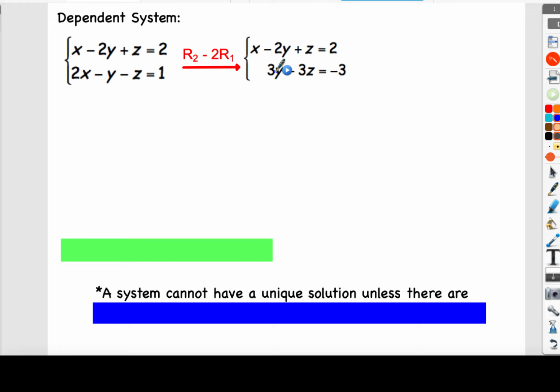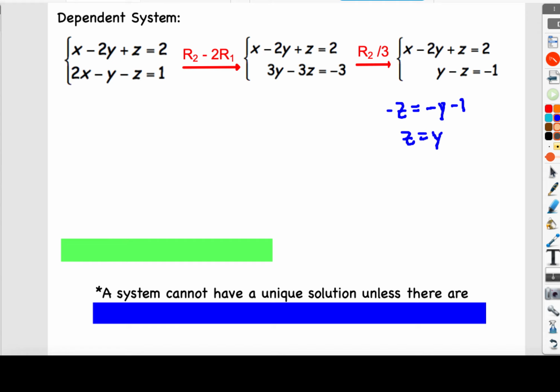Since I'd like that to be a 1y, I'm also going to divide that equation by 3. So now I've got y minus z equals negative 1, and now we're ready, like we did on the previous screen, to do a little substituting. z is going to equal, well, I'm going to subtract y over to the other side. That's negative z, right? If I subtract the y, it's still a negative z. I'm going to run a negative through there, so z equals positive y plus 1.